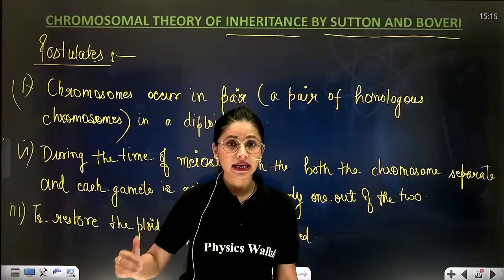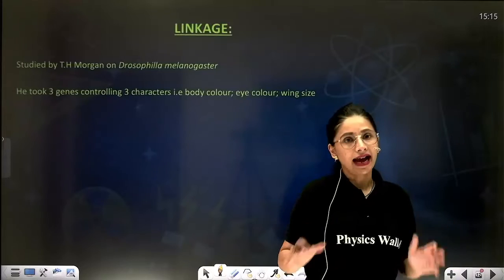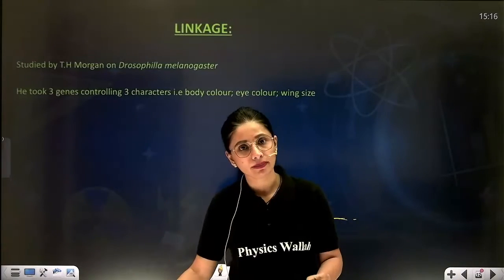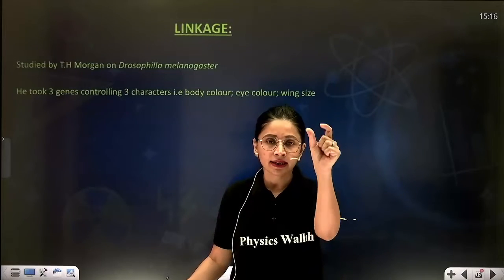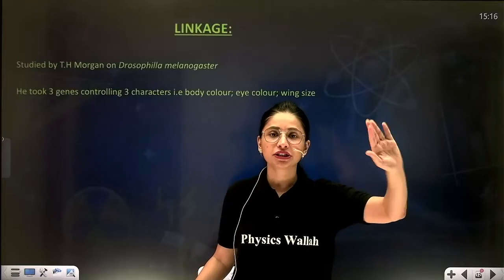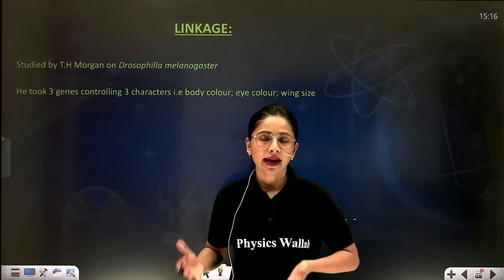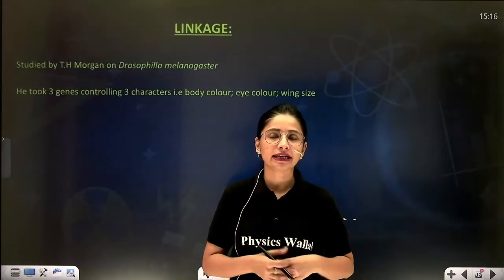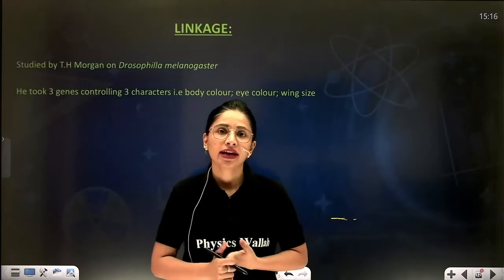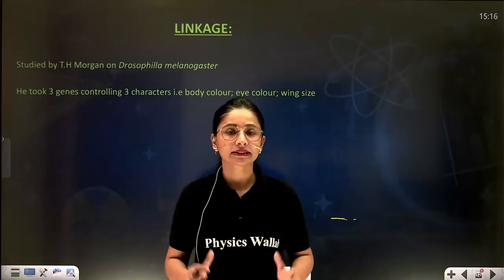So you see, Sutton and Boveri did nothing. They actually did nothing. They simply copied the work of Mendel. Wherever Mendel mentioned gene, these two people replaced the word gene with chromosome, and now it became a new theory, and we all are supposed to study this theory under the name chromosomal theory of inheritance. Is it clear to each and every one of you what this theory is?